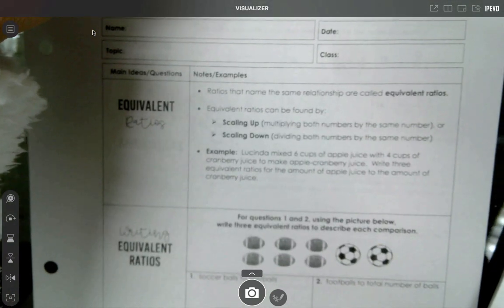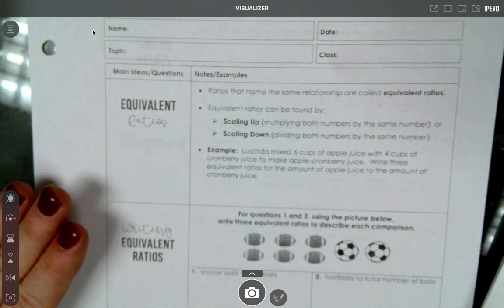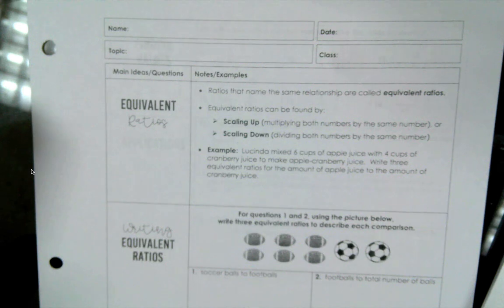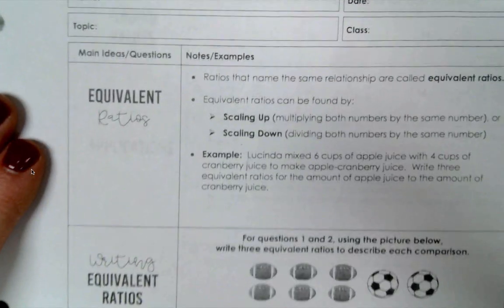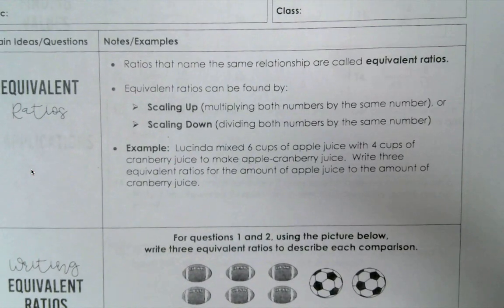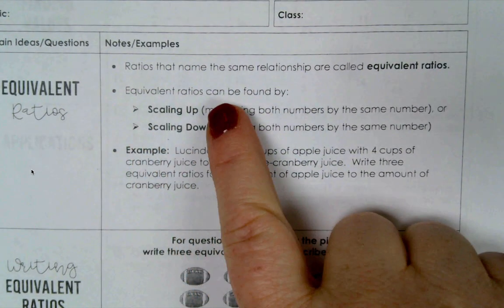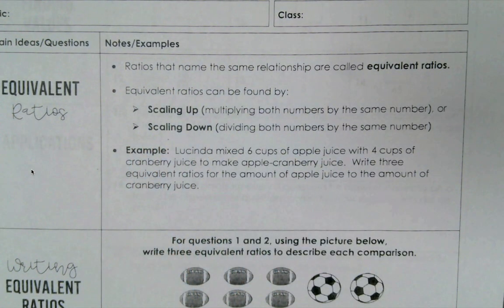Okay, we now have equivalent ratios. So we introduced ratios in general, and now we are moving on to equivalent ratios. For example, and you can highlight this if you want to, it says ratios that name the same relationship are called equivalent ratios.